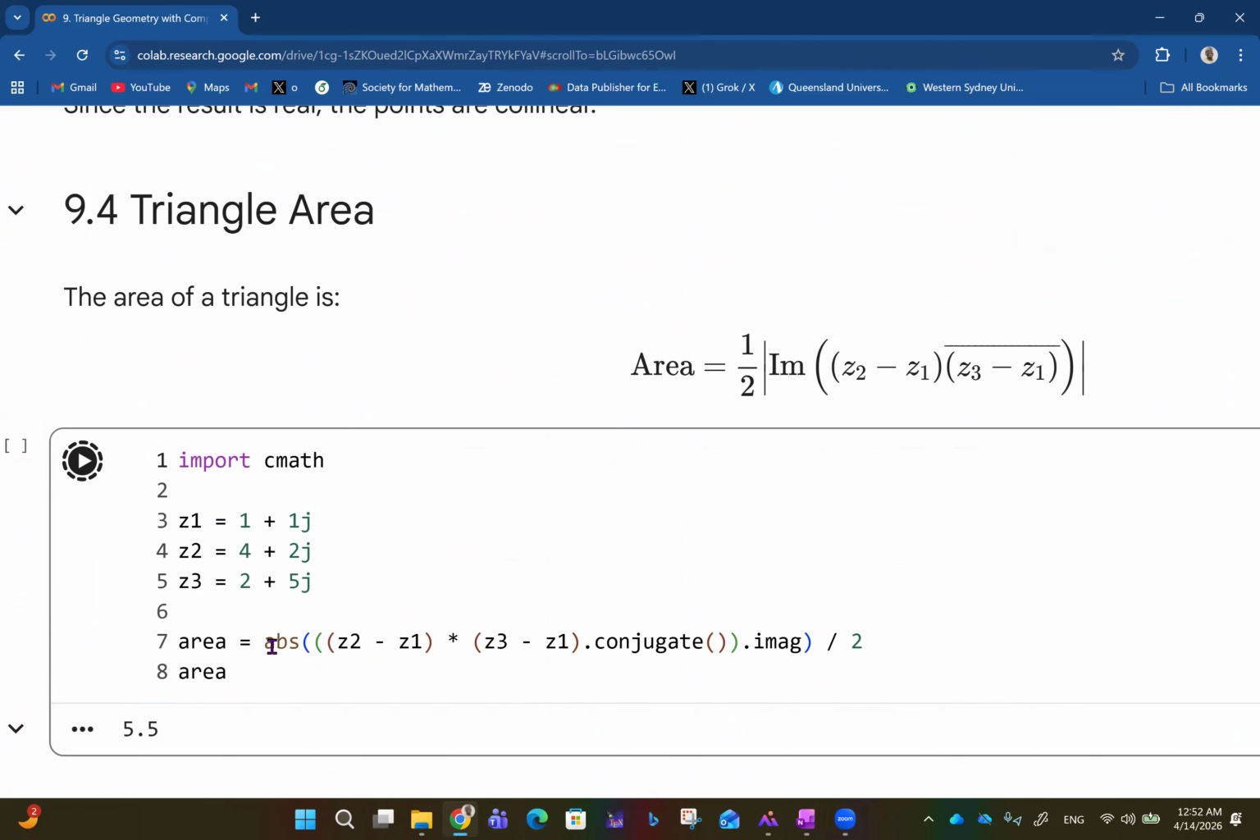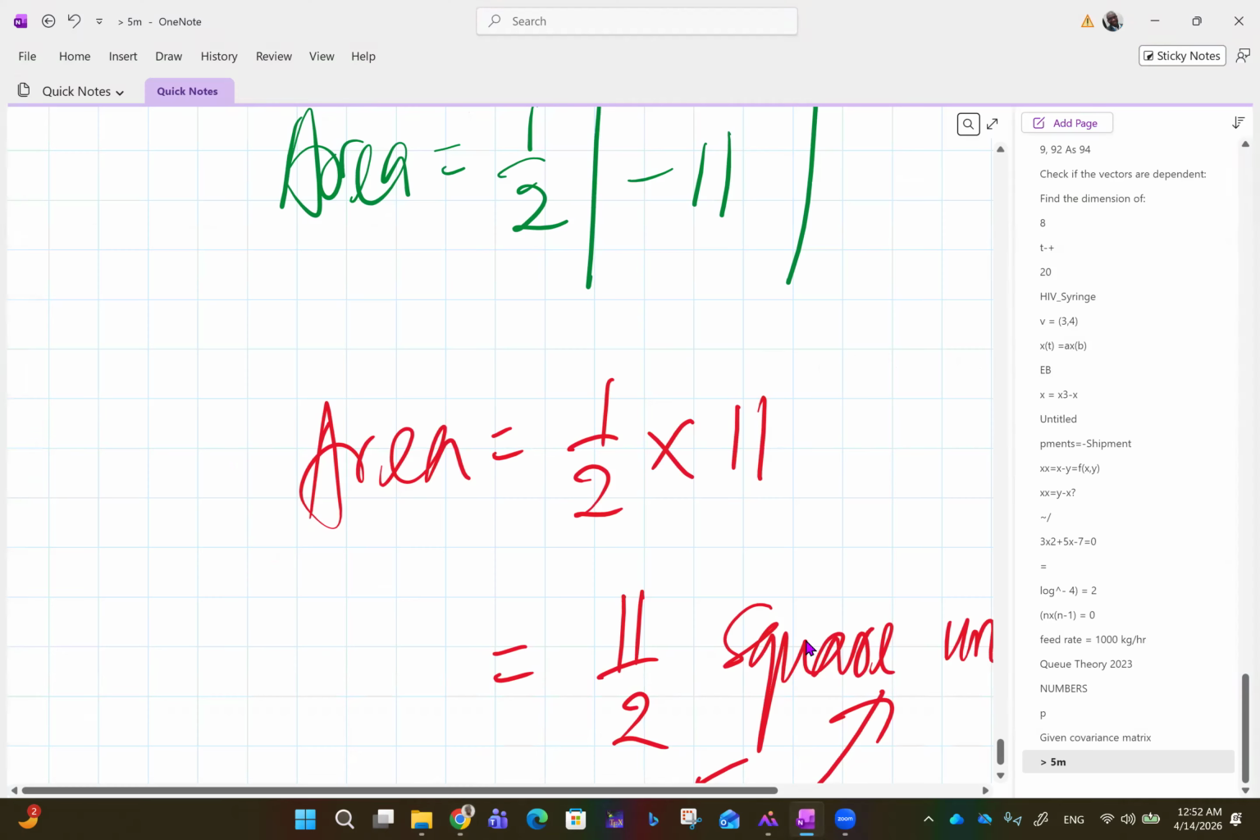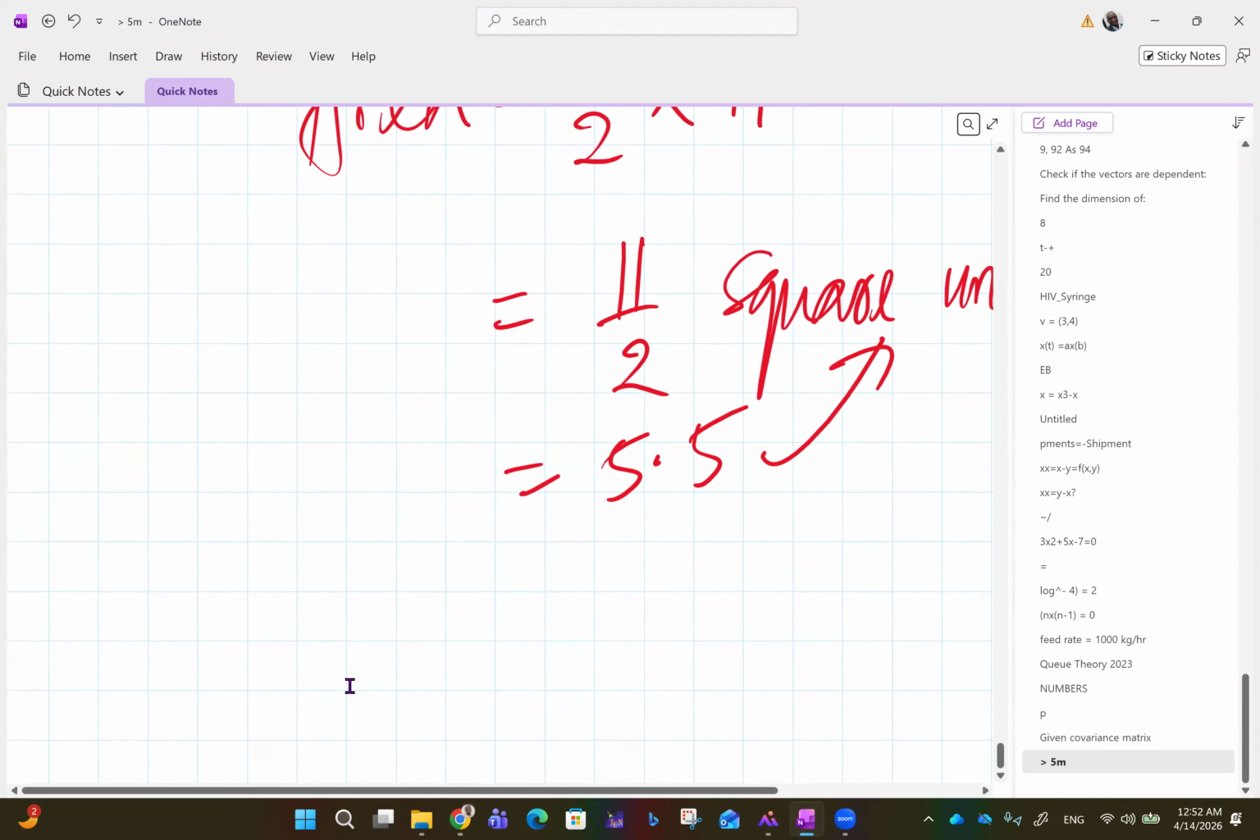And then the area is the absolute value of, so this is now coded into it, Z2 minus Z1 multiplied by the conjugate of Z2 minus Z3. So you extract the imaginary part of that, and you divide by 2, that's 5.5, which is exactly what we got right here also.